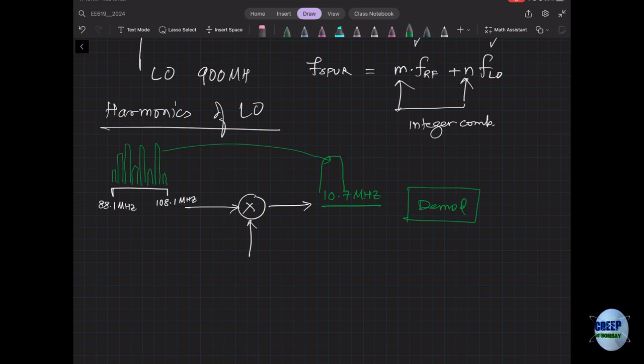Is that clear? So when you are changing the dial on your car, you are actually changing the LO. You're not changing the entire receiver to tune to different frequencies, right? That will be a disaster. So all you're doing is changing the LO frequency, which, as you're going to learn in this course, is designed using a PLL, phase lock loop. So that we will learn. How do you change the LO electronically?